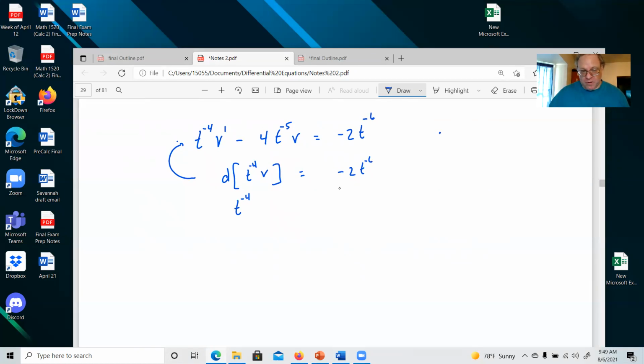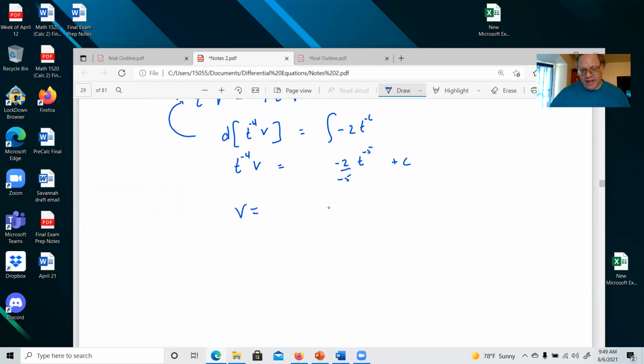We have t to the negative 4 dv equals, and we're integrating both sides here. So we're integrating this part now, so it's going to be negative 2 t. We're adding one to negative 5, over negative 5, plus c. Okay, so we have v. Let's clean this up. v t to the negative 4 is equal to 2/5 t to the negative 5 plus c. We're going to multiply both sides by t to the 4th. So we have v is equal to 2/5 t to the negative 1, because 4 minus 5 is negative 1, plus c t to the 4th.